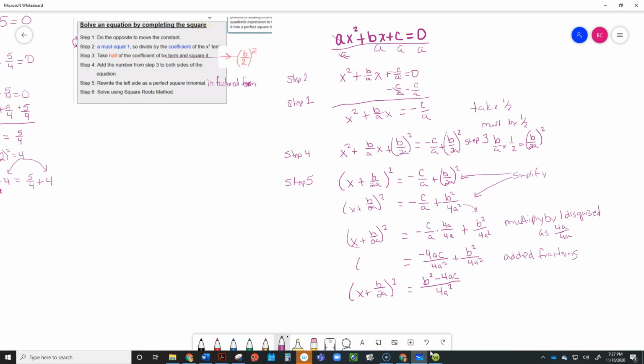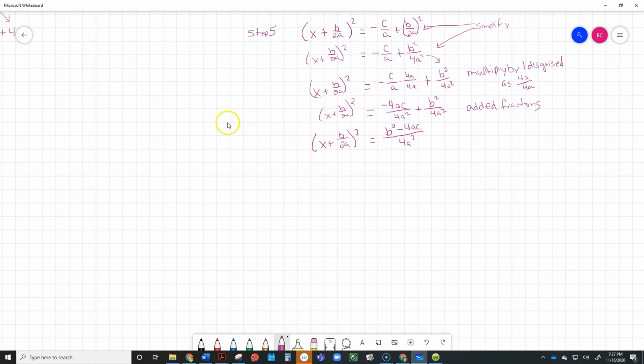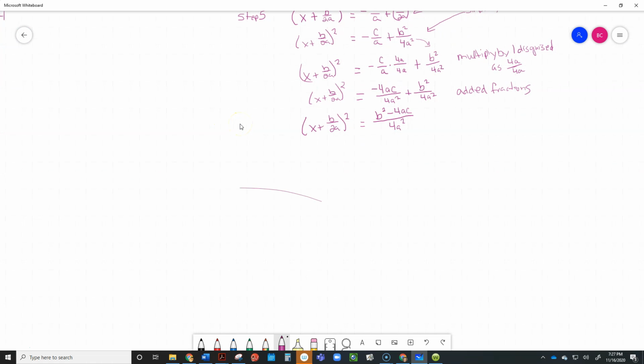Okay, now this was just to get ready to do step number 6. Now that we've got our problem ready, we can do step 6 right here. And step 6 says to solve by the square root method. And how do we do the square root method? We take the square root of both sides.